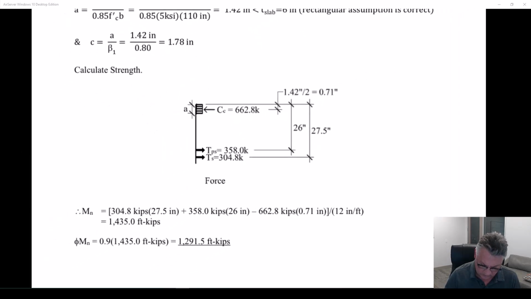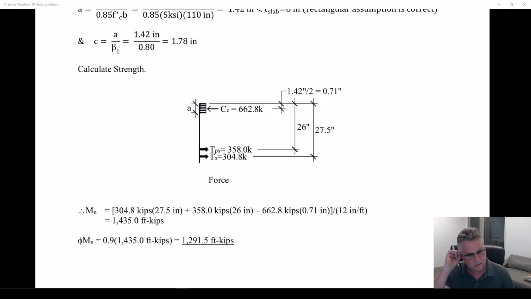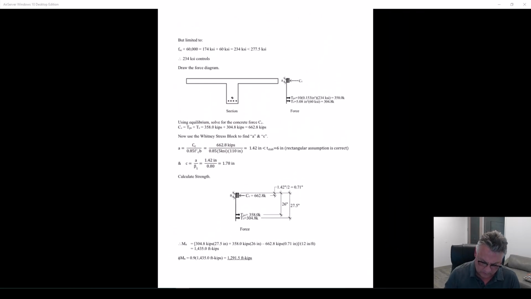Let's first calculate strength. And we'll always calculate strength assuming a 0.9 phi factor. Sum moments about any point we feel like. 1435.0, a much larger number than it was before if you want to go back. Phi MN, 1,291.5 foot kips. So T-beams are very, very efficient, effective in positive moment bending.